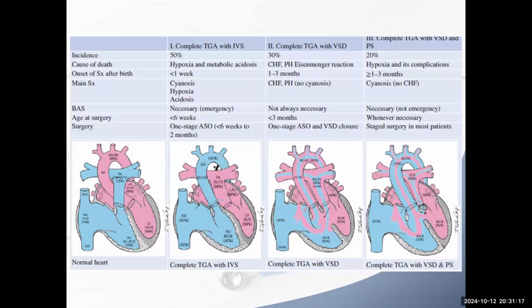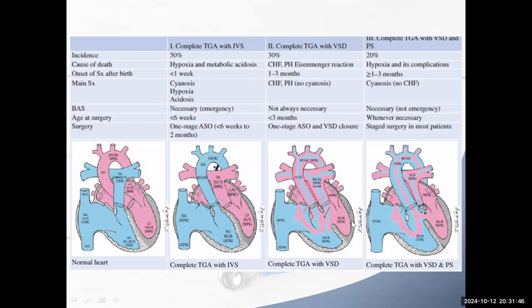But if the PS is very severe, he could need intervention in the first months of life. Then we have three types of TGA. The most common type and the typical type, which we all know, is TGA with intact septum. This patient has transposition of great arteries, aorta from RV and pulmonary from LV. And the site of mixing of blood is the PDA.